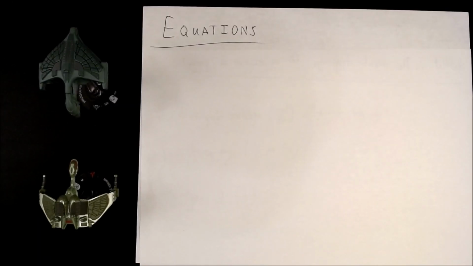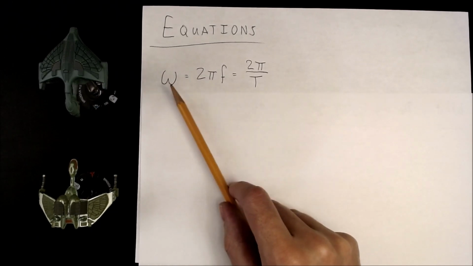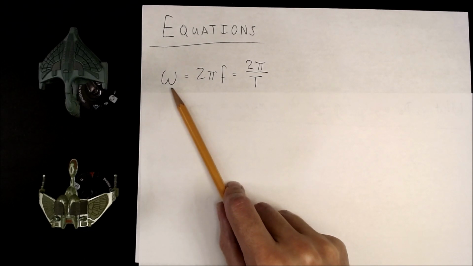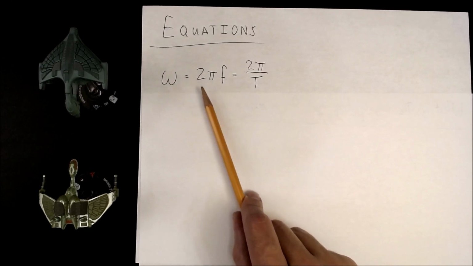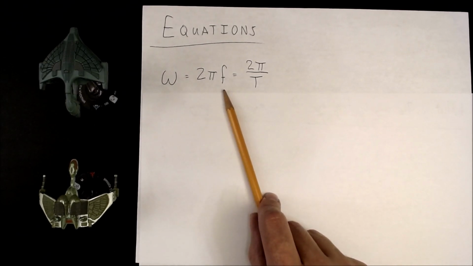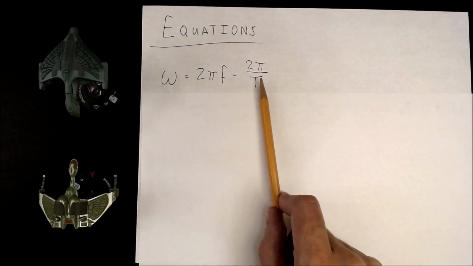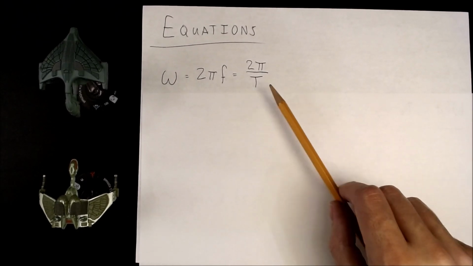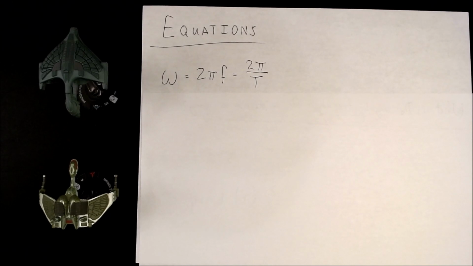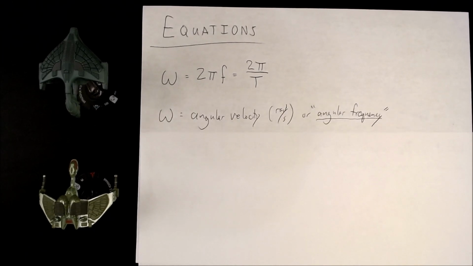Can we describe this kind of motion mathematically? Well, this wouldn't be much of a physics class if we couldn't describe things mathematically. So here's some equations. The omega of something is equal to 2 pi times f, that's going to be frequency, which is equal to 2 pi over T, that's going to be period. Well, what do any of those mean, actually?